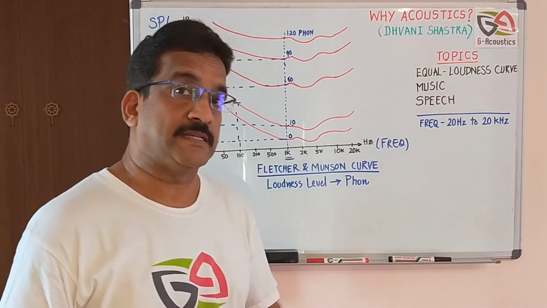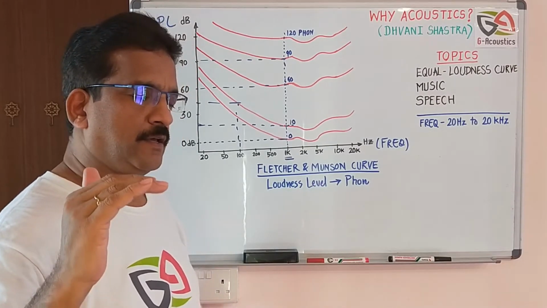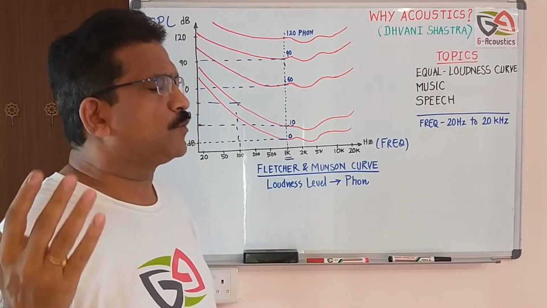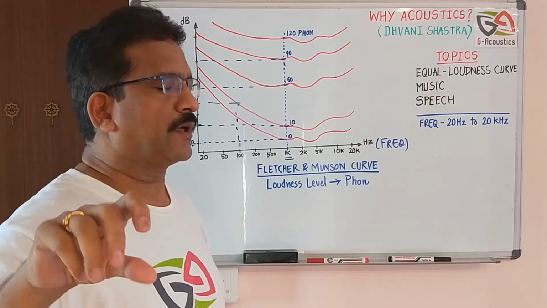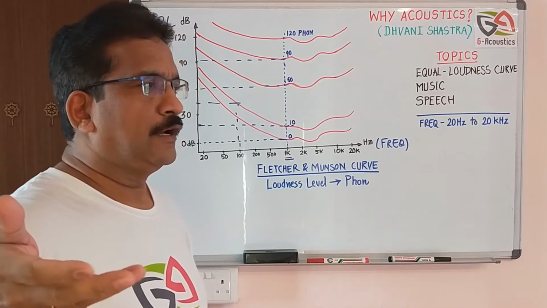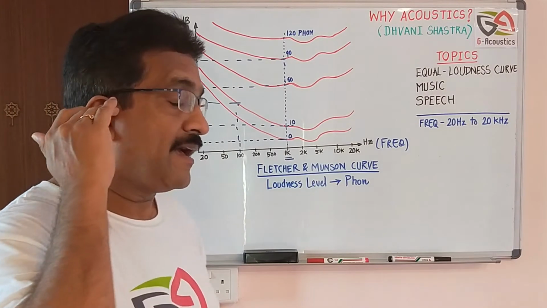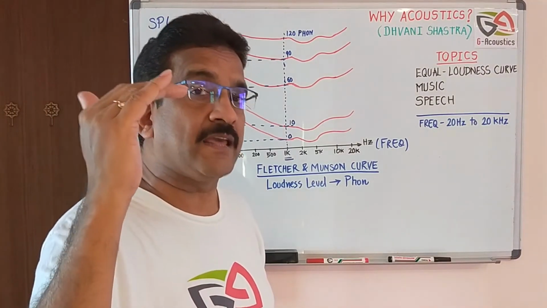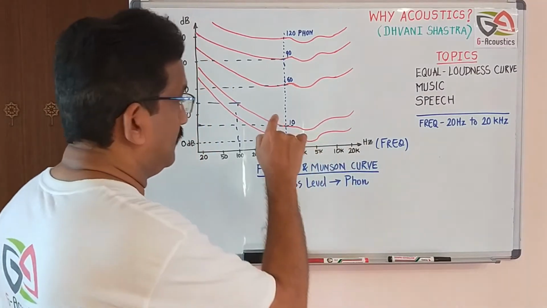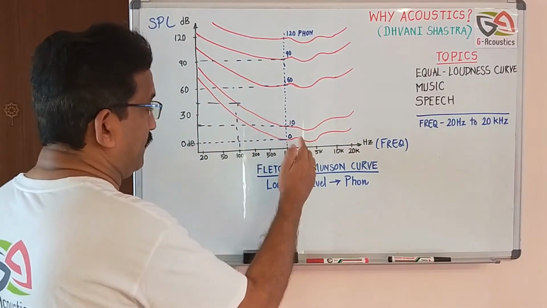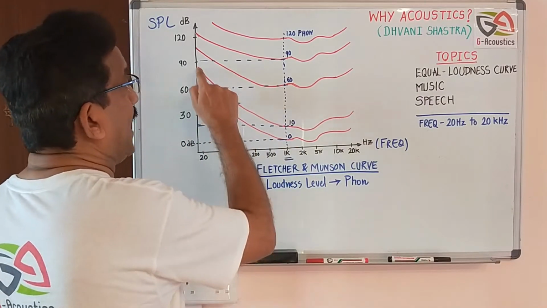So what it means is, when he plays 100 hertz, you will say, I'm not able to hear clearly, can you just raise the level? Then he will raise the level, and you have to raise to 50 dB so that I can listen at the same level, which is at this curve. Now in the same way, you go to 20 hertz, then you have to play at 80 dB.